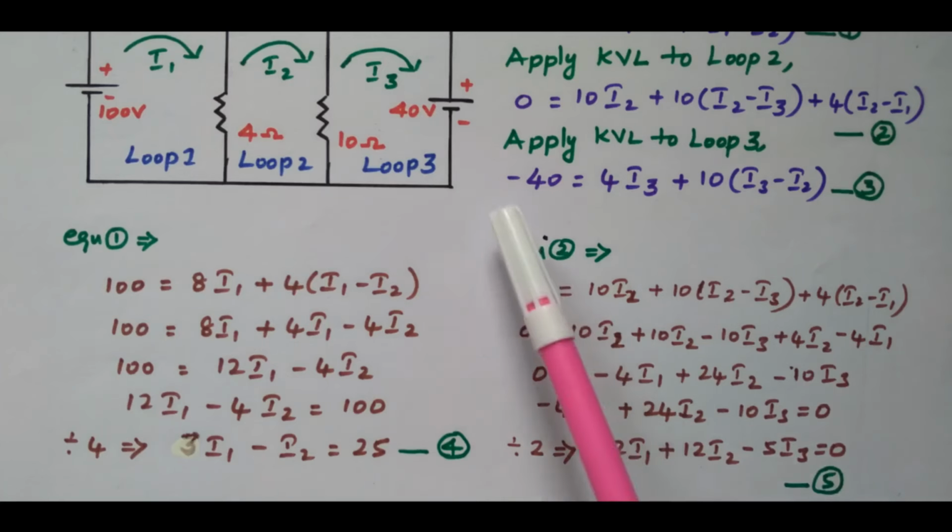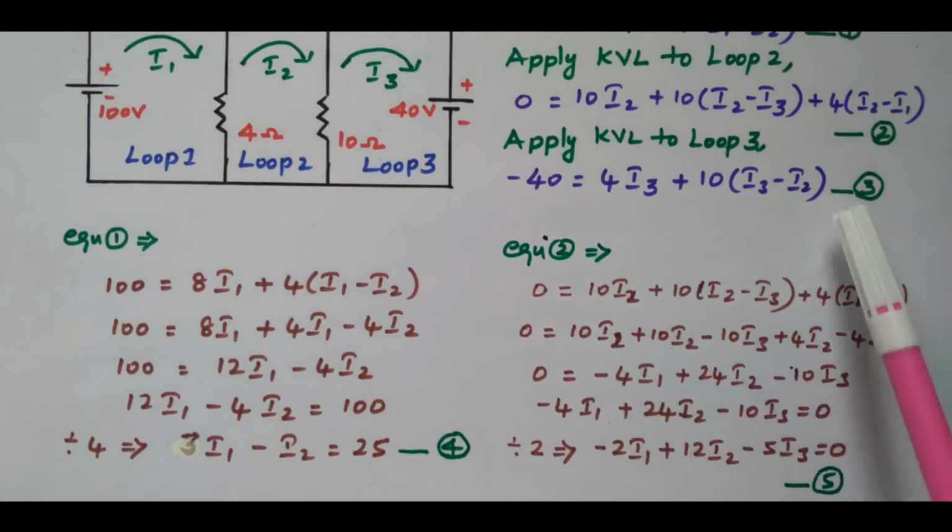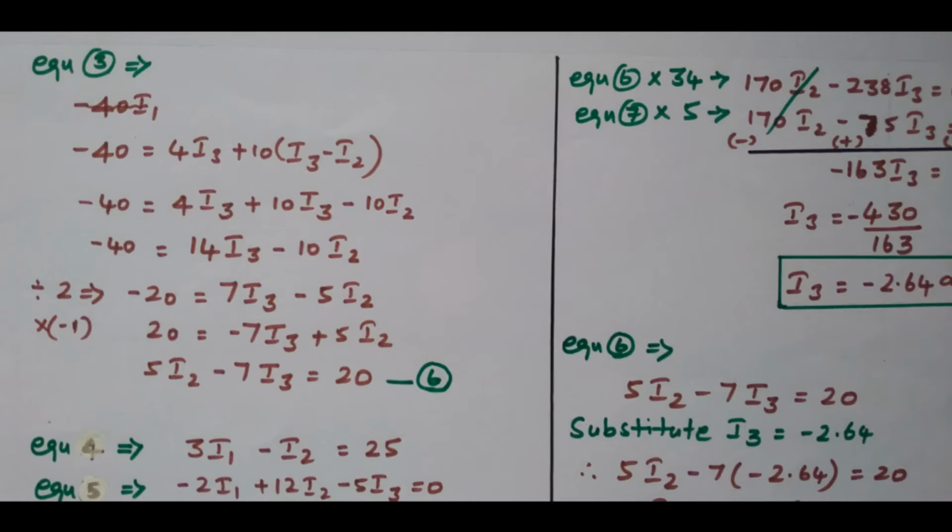Now we'll consider this equation 3 and simplify it. Equation 3 is minus 40 equal to 4i3 plus 10 into (i3 minus i2). Now we'll go for further simplification. We can multiply this 10 inside. So minus 40 equal to 4i3 plus 10 into i3 minus 10 into i2. See, i3 has 2 terms available, 4i3 plus 10i3, so 14i3. And minus 10i2 is available.